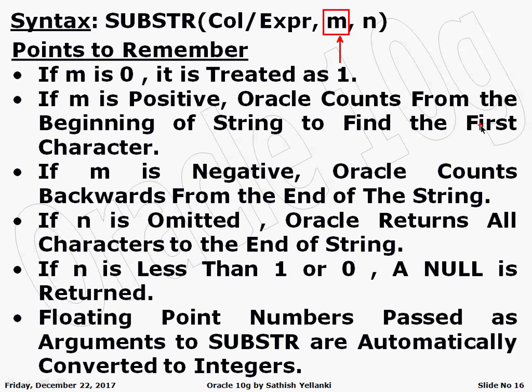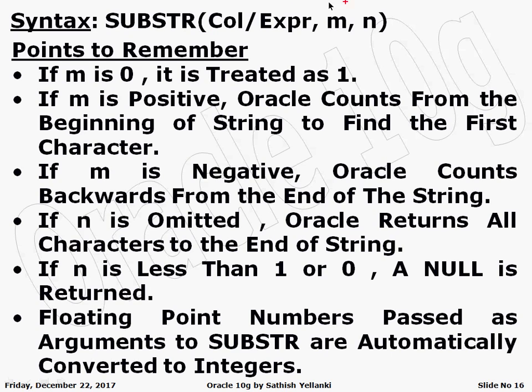So you need to understand this point. The position can be positive, the position can be negative. When the position is positive, we start from the left side and move towards the right side. When the position is negative, we start from the right side and go towards the left side. This function has the ability to travel on both sides of the string. Be very clear about that.